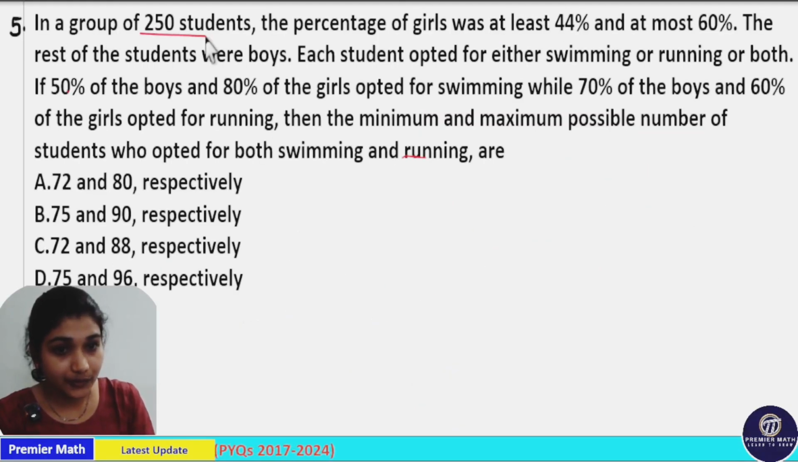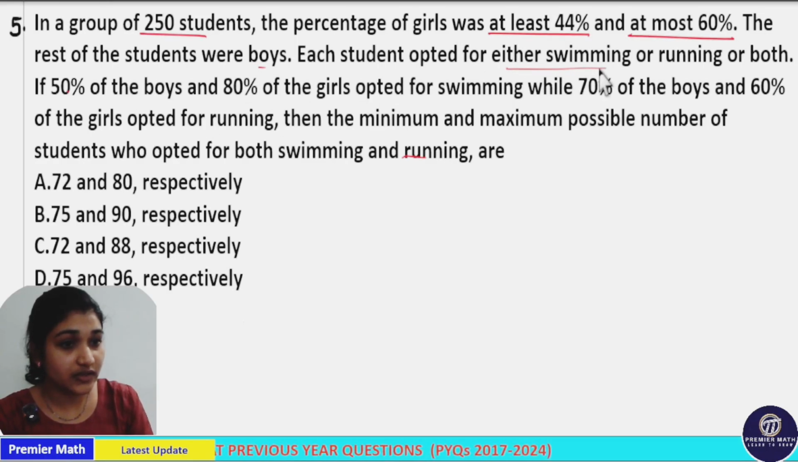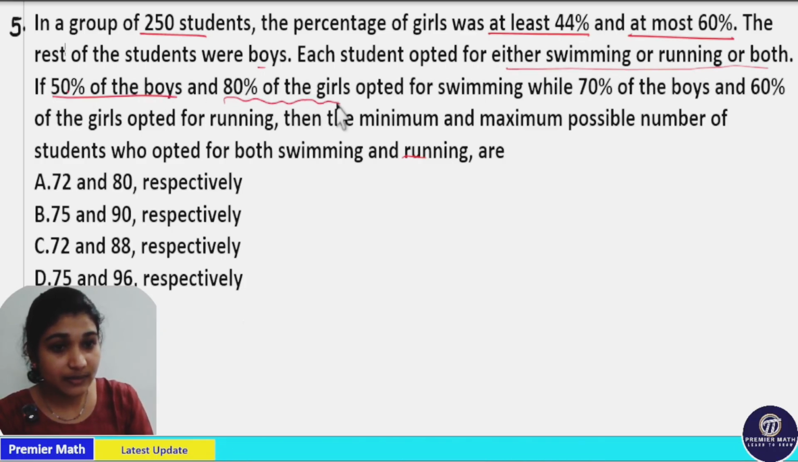In a group of 250 students, the percentage of girls was at least 44% and at most 60%. The rest of the students were boys. Each student opted for either swimming or running or both. If 50% of the boys and 80% of the girls opted for swimming, while 70% of boys and 60% of girls opted for running, then find the minimum and maximum possible number of students who opted for both swimming and running.